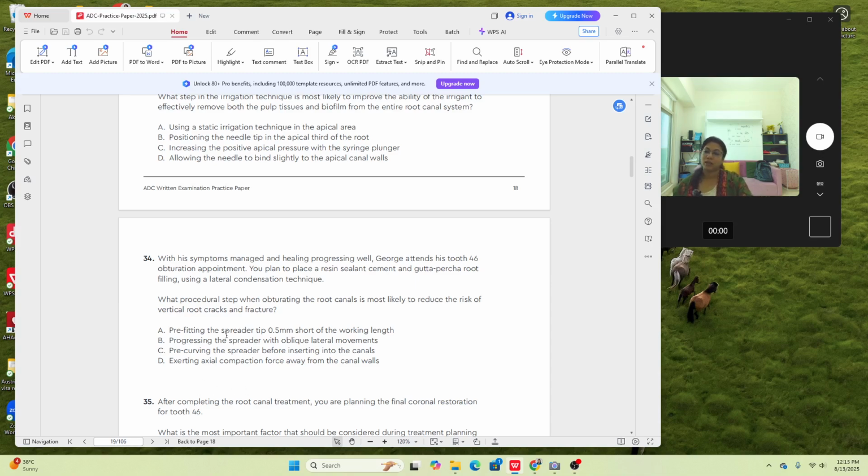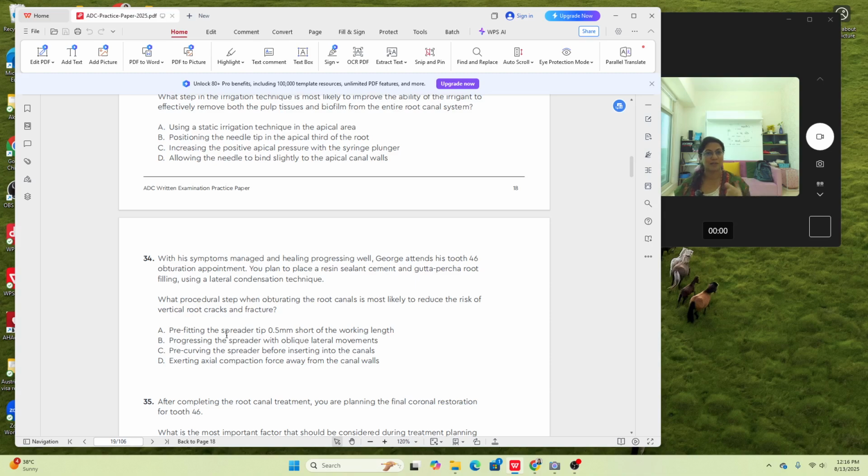With his symptoms managed and healing progressing well, George attends his tooth forceps obturation appointment. Okay, so you finished BMP. You placed a dressing in collagen for obturation. You plan to place a resin sealant, cement and gutta-percha root filling using a lateral condensation technique. Okay. What procedural step when obturating the root canal is most likely to reduce the risk of vertical root cracks and fracture? Fair enough. So basically you have the roots all prepared and you're doing a lateral condensation technique.